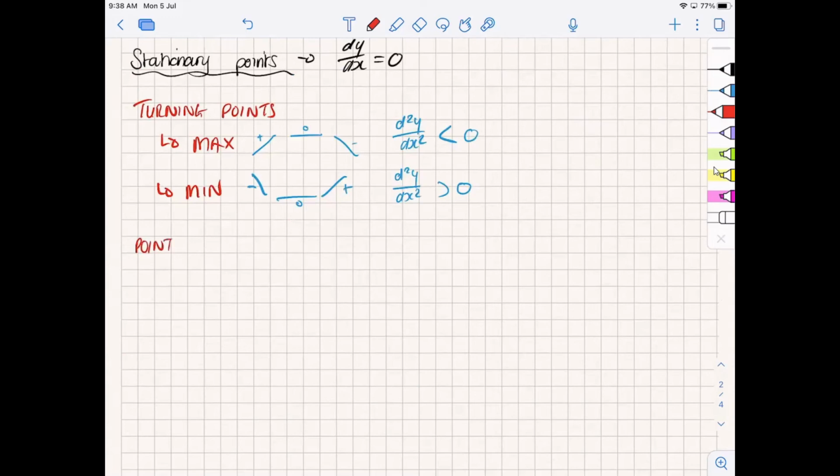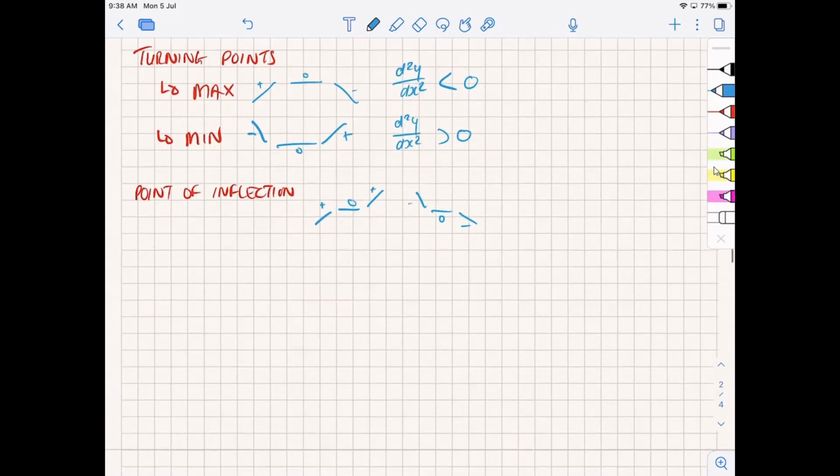A point of inflection. There we go, point of inflection. Okay, and who could tell me what the gradient around a point of inflection was? There was one of two. It was either positive to positive, or it was negative to negative. In other words, the graph got to a point, it stopped, and then instead of turning around, it just decided that actually I like the way I was going, I'll just keep going in that direction. And that was a point of inflection.